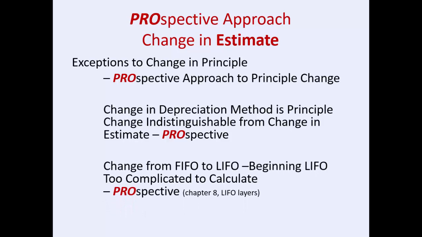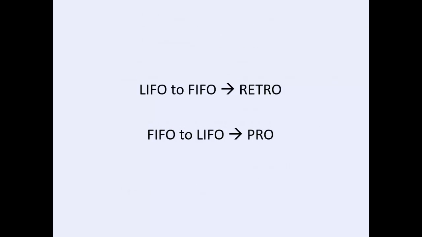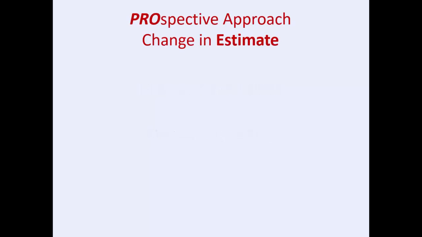The other exception is if you were to change from any other method to LIFO, the beginning LIFO is too complicated to calculate because of all the inventory layers. And those inventory layers we will talk about in the inventory chapters. So LIFO to FIFO must be handled retro, but the other way around, FIFO to LIFO, that's the exception to the rule where it's too difficult to calculate, so you're allowed to do it pro.